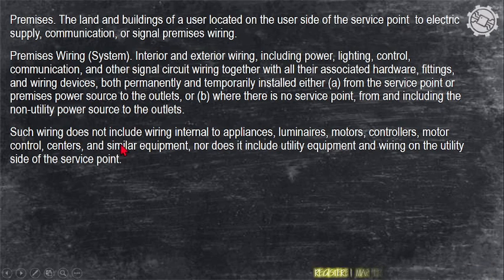Such wiring does not include wiring of internal devices, luminaires, motors, controllers, motor control centers, and similar equipment, nor does it include utility equipment and wiring on the utility side of the service point. So ibig sabihin nito, yung premises wiring hindi kasama yung internal wiring ng mga appliances, ng mga ilaw, ng mga motors, at pati yung mga controllers na built-in na, o yung mga soft starters or VFD. So those types of wiring are not included in premises wiring.